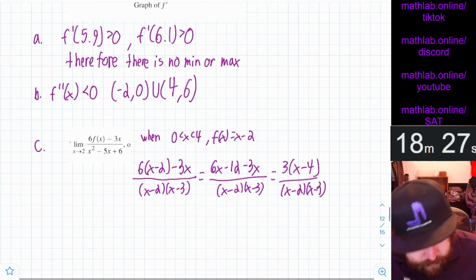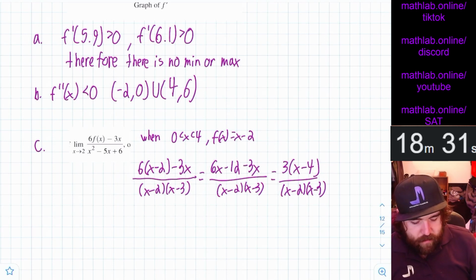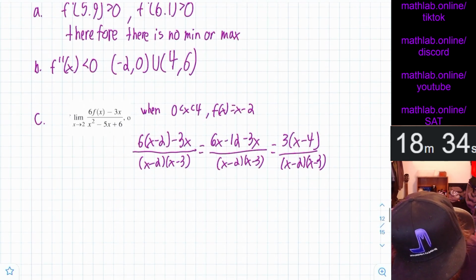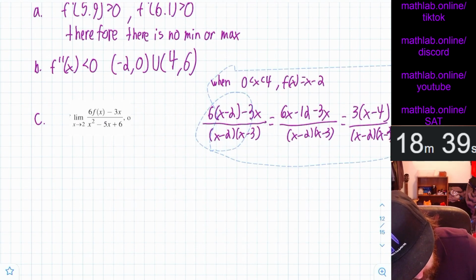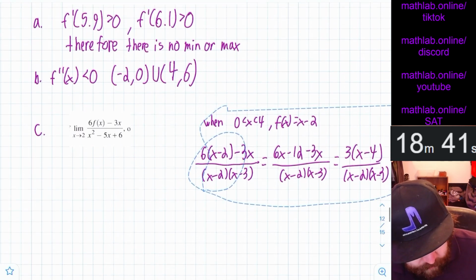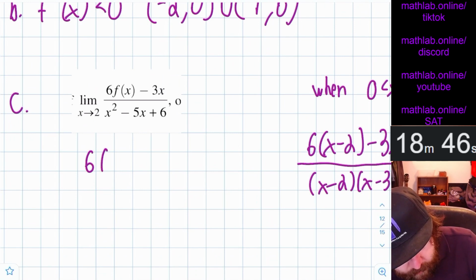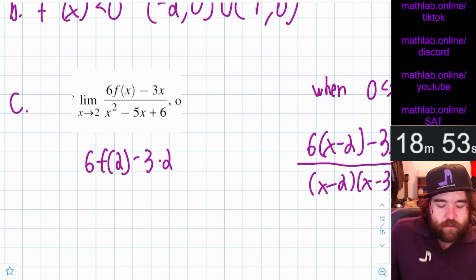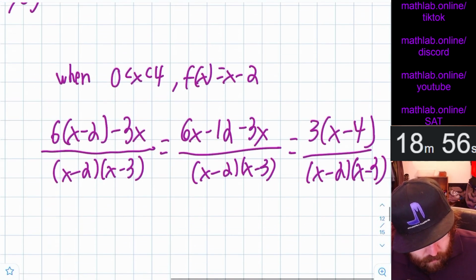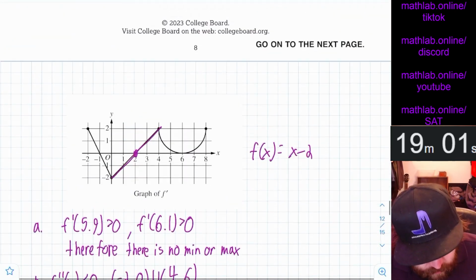I don't think it exists, because I don't think there's any way to cancel out that bottom. Or you know what they actually want me to use is L'Hopital's rule. Let's actually use L'Hopital's rule. That probably will be easier. So first off, I have to plug in, and I have to say 6 times f of 2 minus 3 times 2. Oh, but I can't even use L'Hopital's rule. So, yeah, it definitely doesn't exist, because f of 2 is 0.